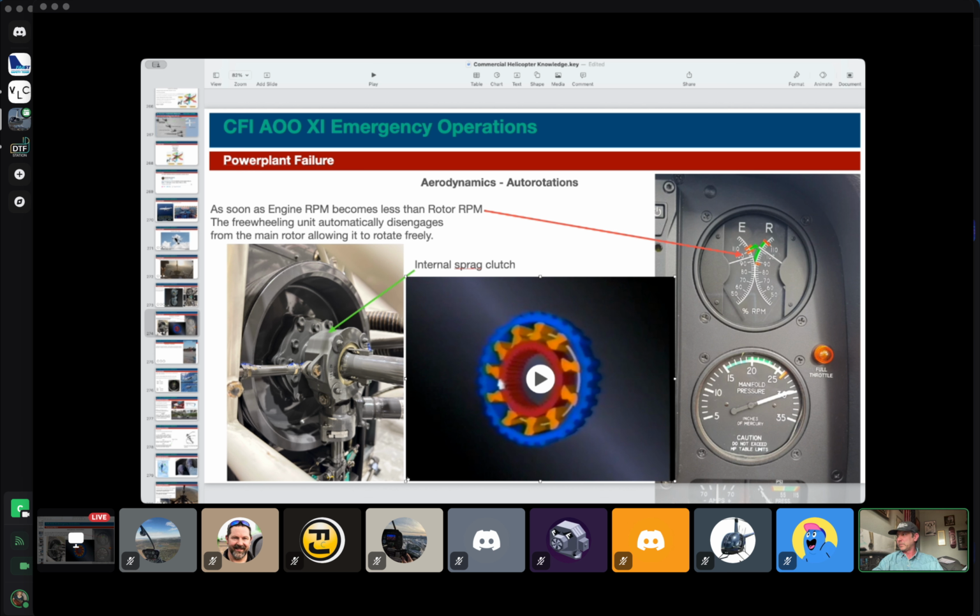And so as soon as there's no tension on that engine RPM, it rolls and it's able to flow easily. And so without that internal sprag clutch, we wouldn't be able to separate that rotor blade from the engine. So when you have your clutch engaged and the belts are tight, those rotors are still able to flow freely. And that's critical to being able to engage in an autorotation.